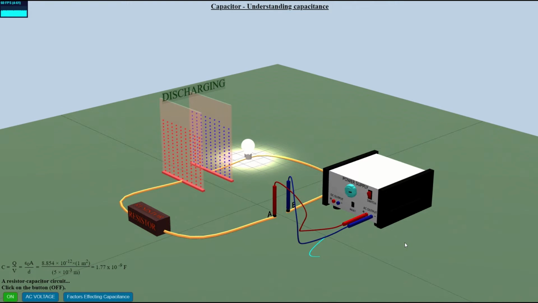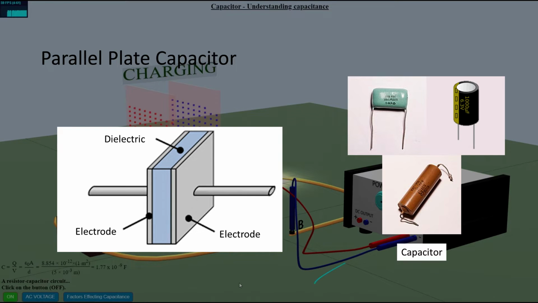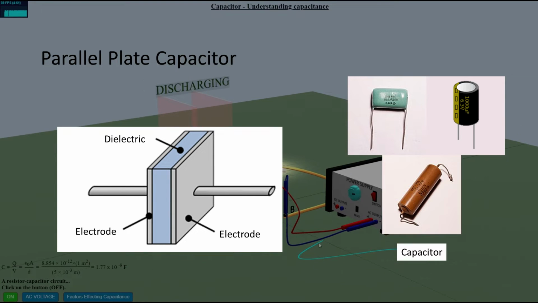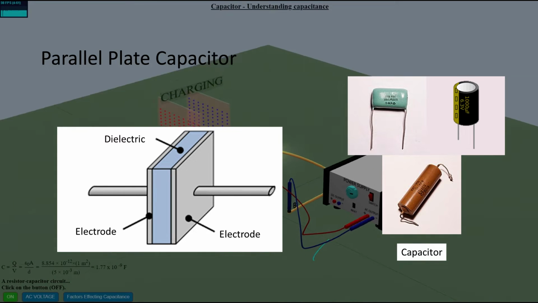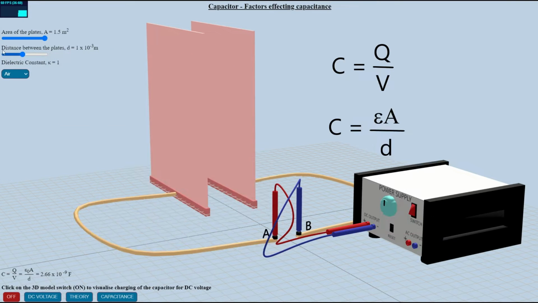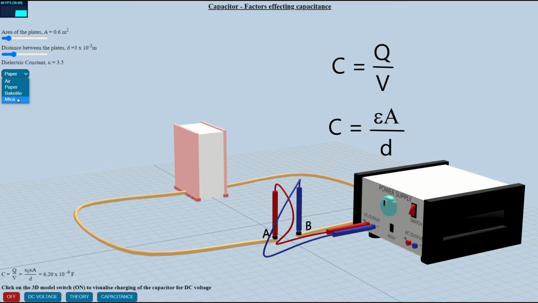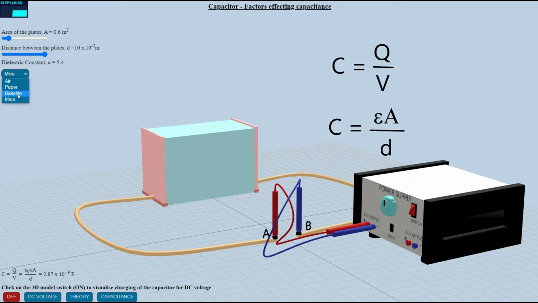So let's get started. What is a capacitor? Well, a capacitor is an electronic component that stores electrical energy in the form of an electric field. It consists of two conductive plates separated by an insulating material called a dielectric. The plates are typically made of metal, and the dielectric can be made of materials like ceramic, paper, or plastic.